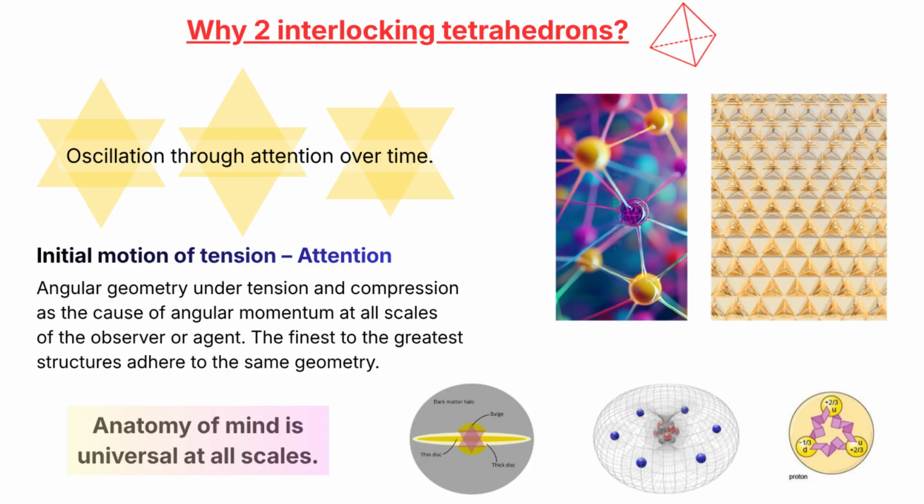Initial motion of tension, attention. Angular geometry under tension and compression as the cause of angular momentum at all scales of the observer or agent. The finest to the greatest structures adhere to the same geometry. Anatomy of mind is universal at all scales. And even wilder and more radical than that, I will say there is only one set of tetrahedrons throughout the whole universe. It just doesn't exist in time or space. It only couples due to environmental relationships. It is the relationships that are the creative aspects of everything.